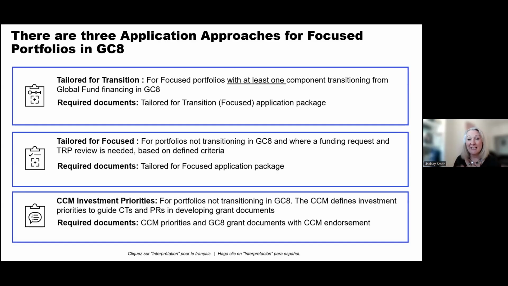There are additionally 10 portfolios, which is about a quarter of our focused portfolios, that have been identified to pilot the CCM investment priorities route. And we'll talk more about that a bit later in the presentation. Next slide.